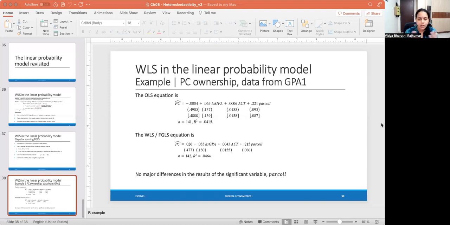So now testing for heteroscedasticity just boils down to running a regression of u squared on all the x variables and checking for the joint significance of that regression. And we could just use the F statistic or the LM test to test this null hypothesis. So how does it happen in practice?